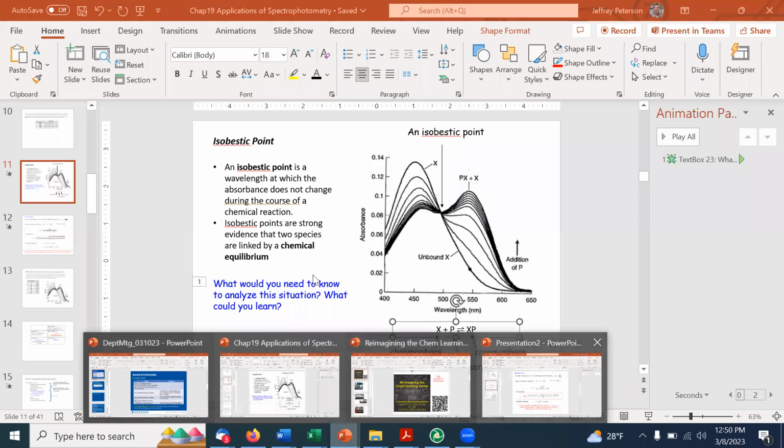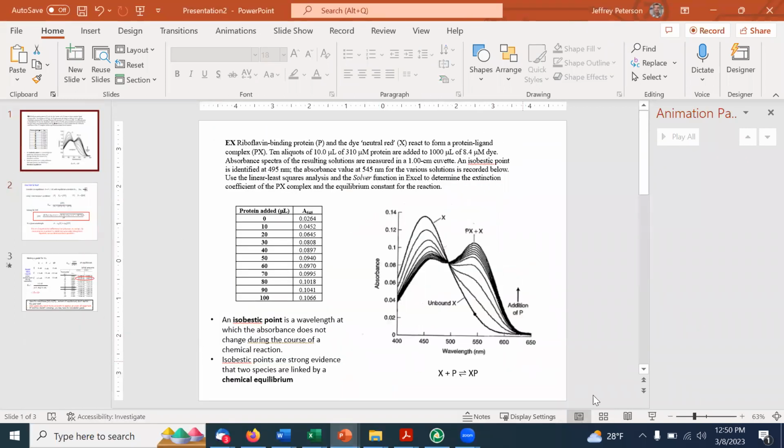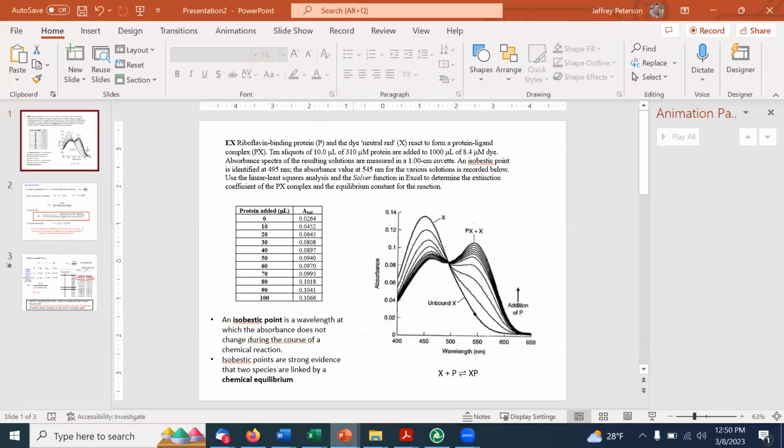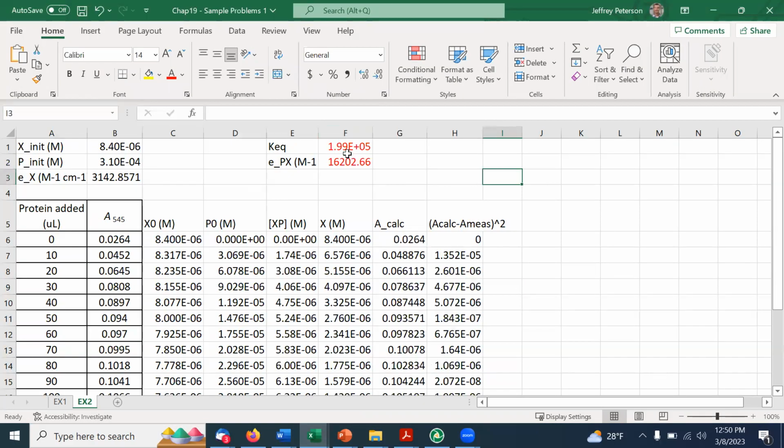Wrong screen, this one. So if we went back and looked, it's asking me at this very last line to use solver to figure out the extinction coefficient and the equilibrium constant. Those are the numbers I have right here. So I am all done.